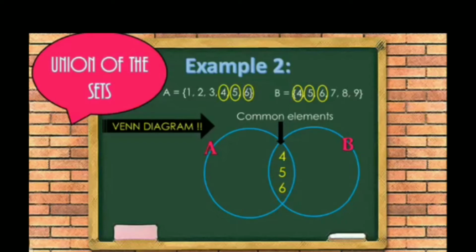And elements in A, which is 1, 2, and 3, belongs to elements of A. And elements of 7, 8, and 9 belongs to B. Now we're going to combine all the elements. So we have the union of A and B is equal to 1, 2, 3, 4, 5, 6, 7, 8, and 9.